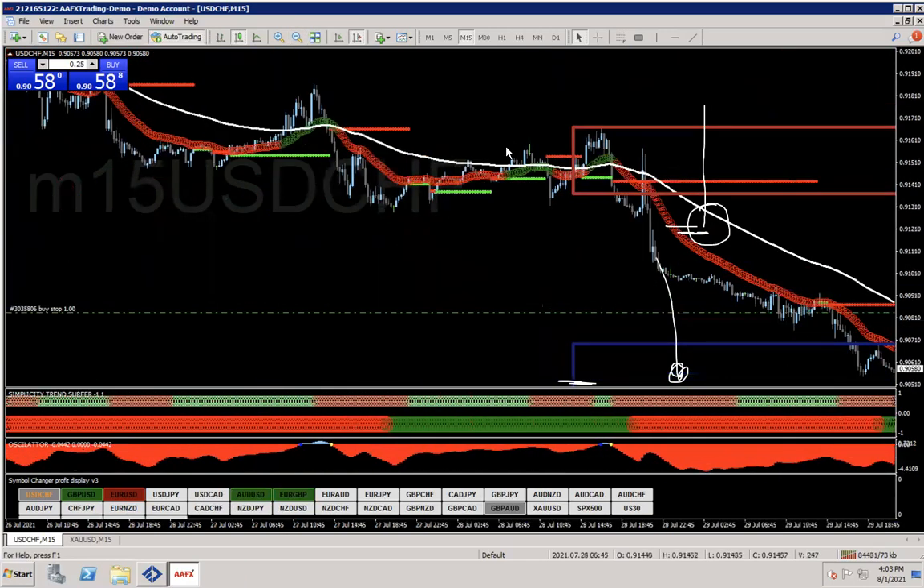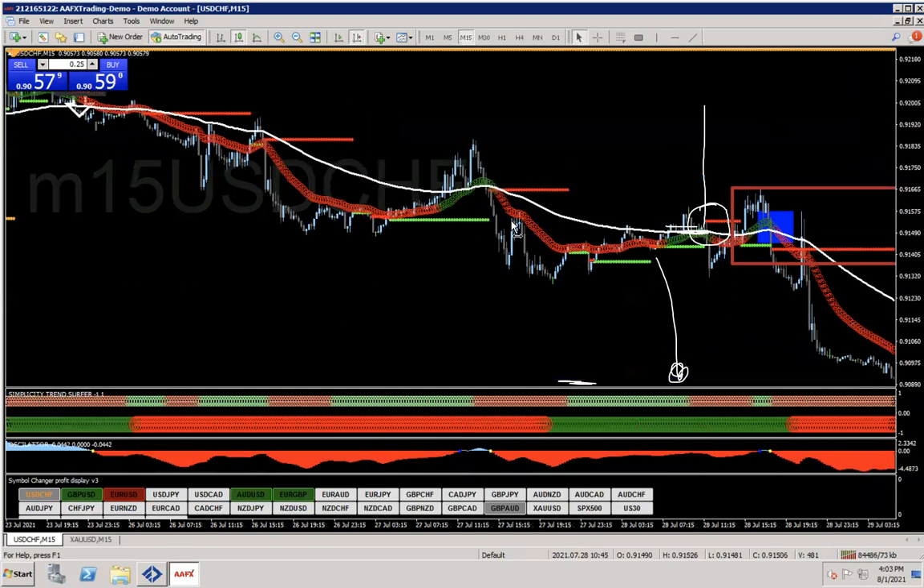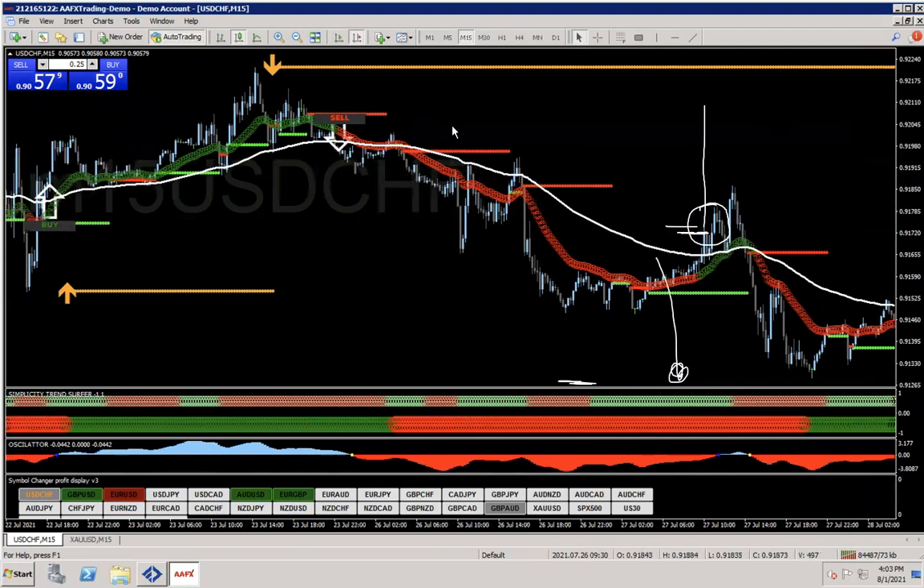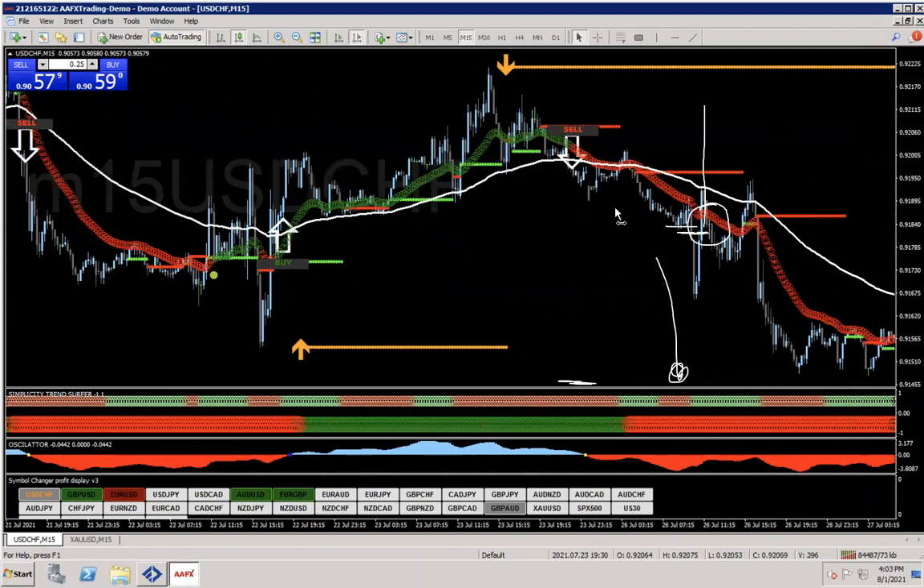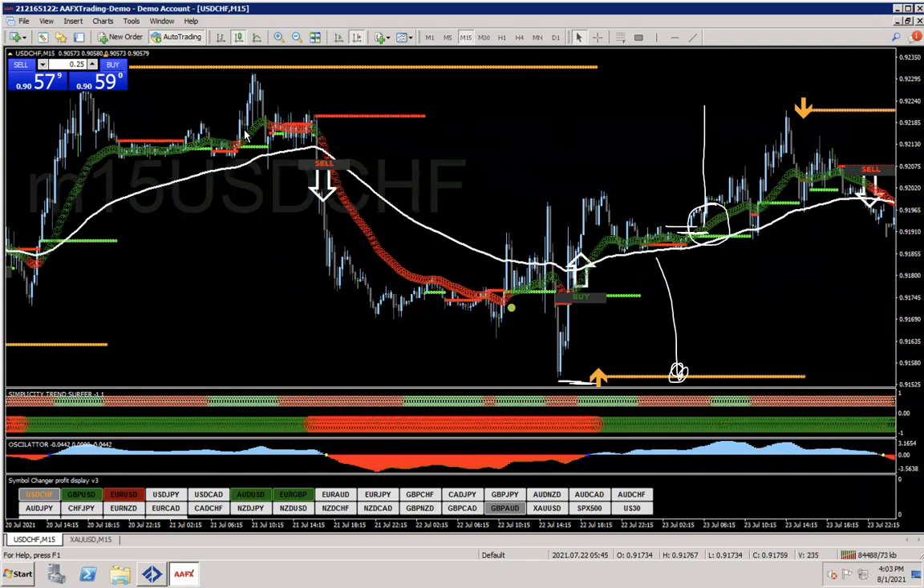Just look at the history of when the Simplicity trend line crosses the 50 smooth moving average. Rarely does it come back. See right here, when it crossed it, it dropped. When it crossed it, it dropped. When it crossed it right here, it kept going. I'm going to have to work on that.